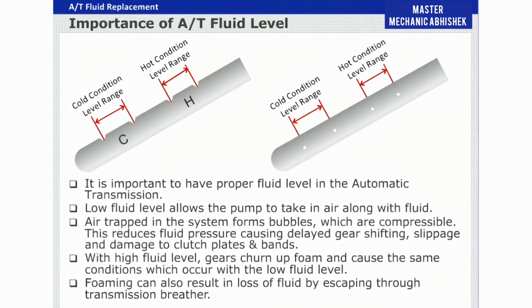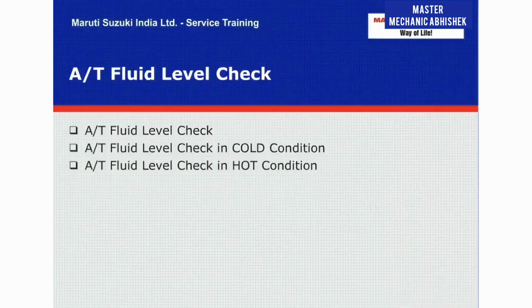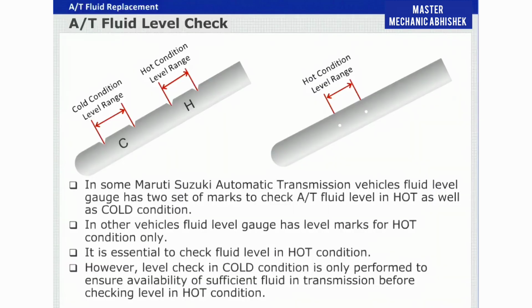With high fluid level, gears churn up foam and cause the same conditions which occur with the low fluid level. Foaming can also result in loss of fluid by escaping through transmission breather. Let us examine the procedure of AT fluid level check.